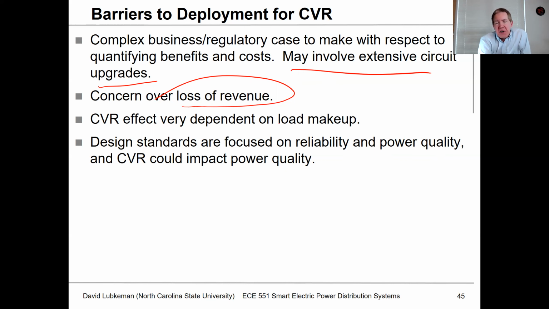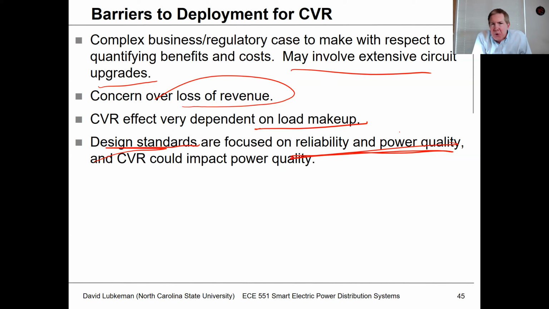Again, this is very dependent on the load makeup. Certain feeders, you may not see a CVR benefit. The other thing too is a lot of the design standards that are in place focus on reliability and power quality. And if you start reducing voltage, that could actually degrade power quality.